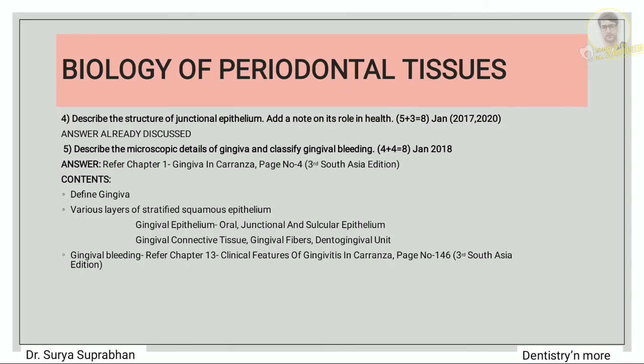Now coming to next one, that is describe the structure of junctional epithelium. That is already discussed. Then next question is describe the microscopic details of gingiva and classify the gingival bleeding. The microscopic details of gingiva I have already discussed. In the microscopic features, you have to write about the oral, sulcular and junctional epithelium and also about the gingival connective tissue fibers, mention about the dentogingival unit. Then coming to the classification of gingival bleeding, you have to refer chapter 13, clinical features of gingivitis in Carranza.